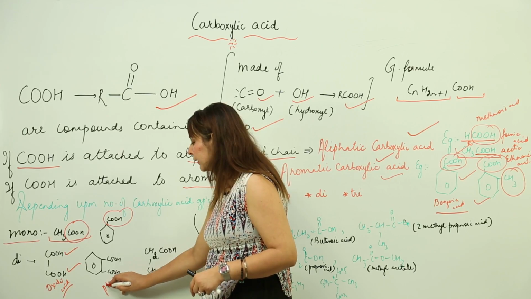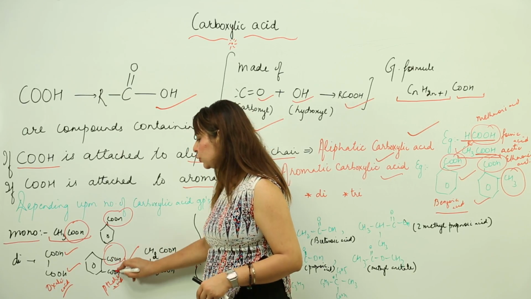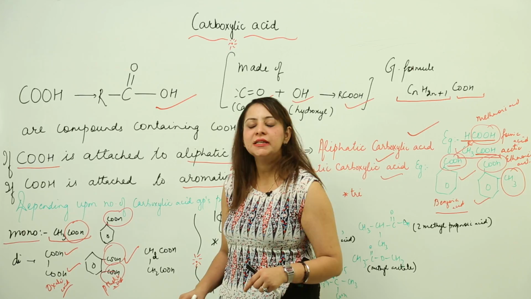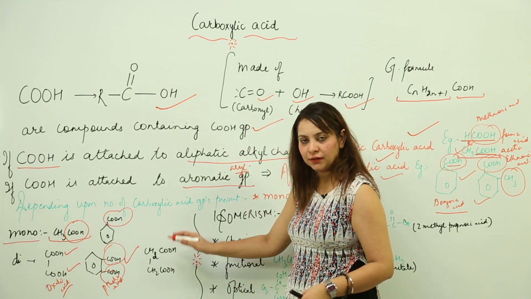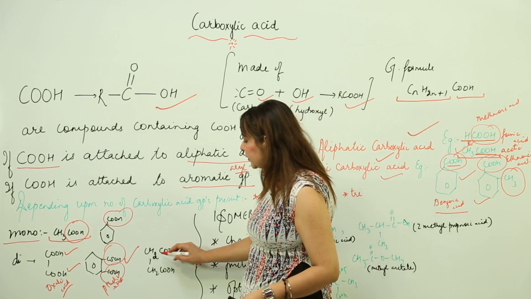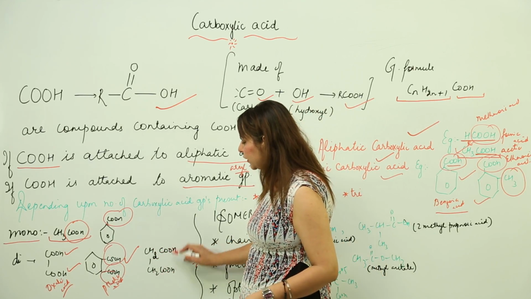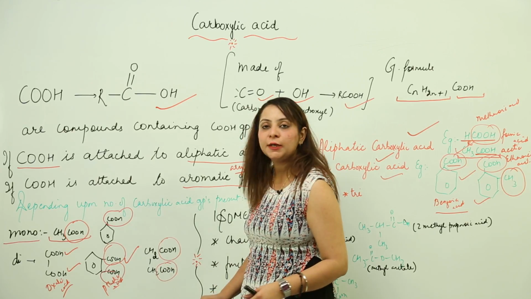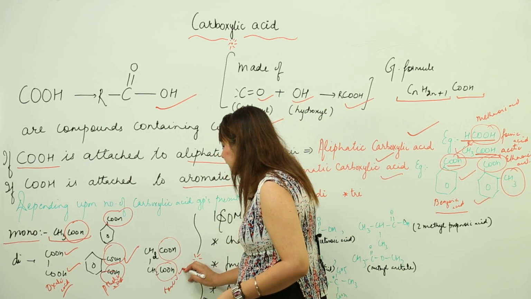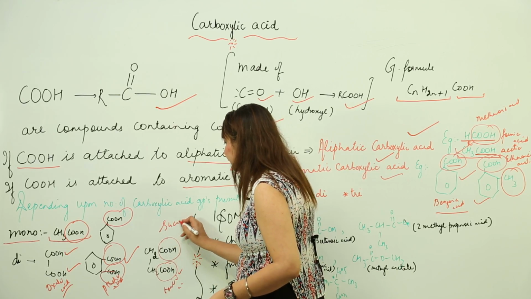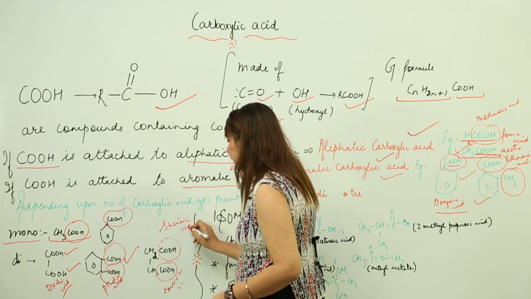This is phthalic acid. So here also you see two carboxylic acid groups. So that means it is a member of dicarboxylic acid. Likewise, we can have it in an aliphatic chain also. We have seen CH2COOH, CH2COOH, two carboxylic acid groups. So again it is a member of dicarboxylic acid, and the name is particularly succinic acid. I will write here succinic acid.